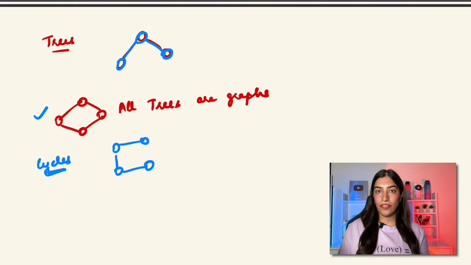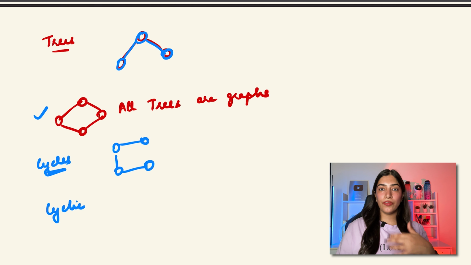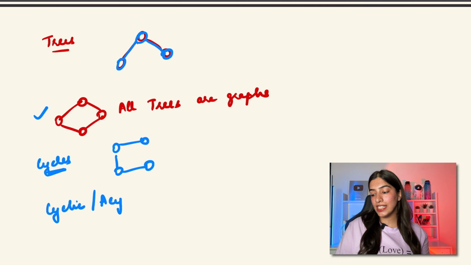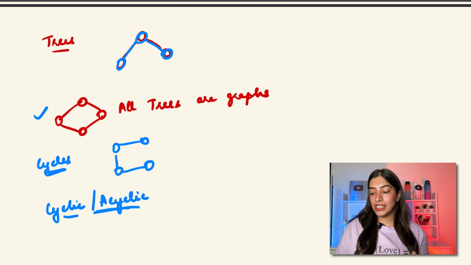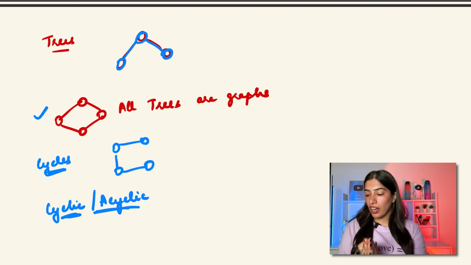While this is a graph, it is not a tree. Now, if a graph has cycles, then you can also call it a cyclic graph. If it does not have cycles, you can call it an acyclic graph. So I hope this makes it clear what the difference is between a tree and a graph.